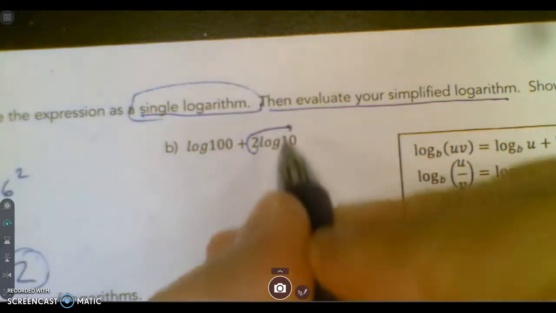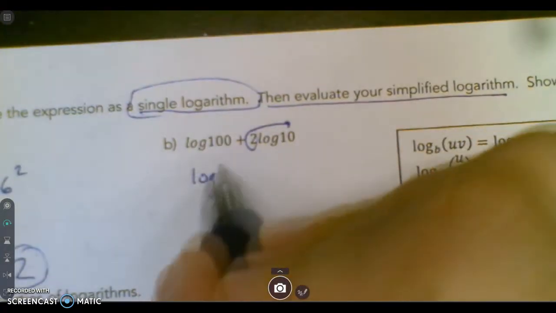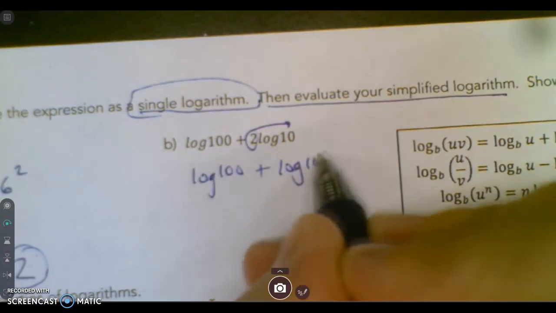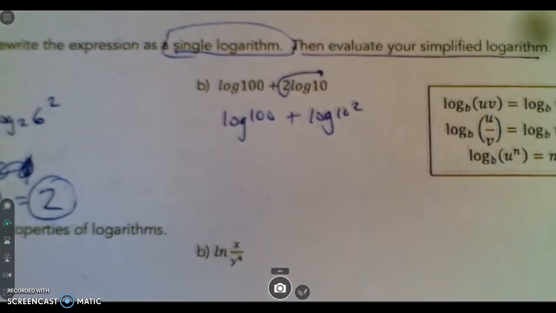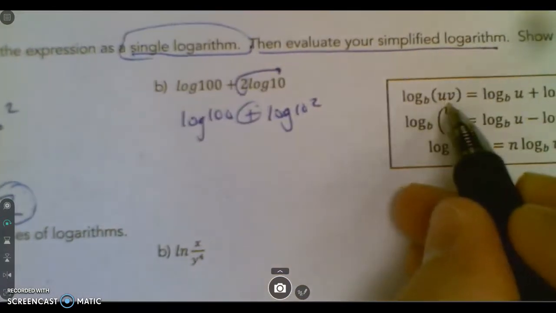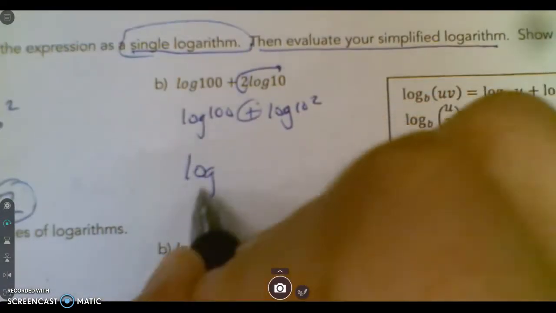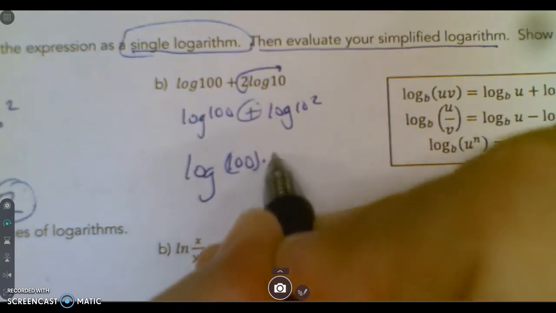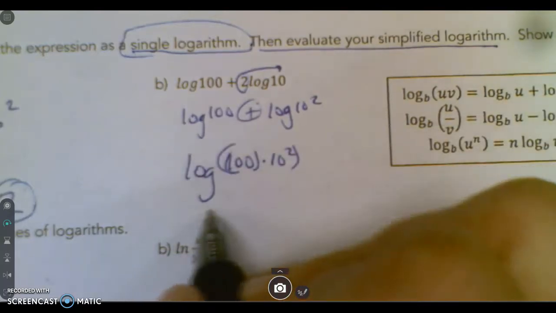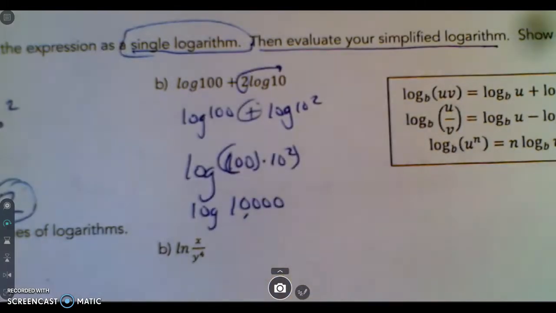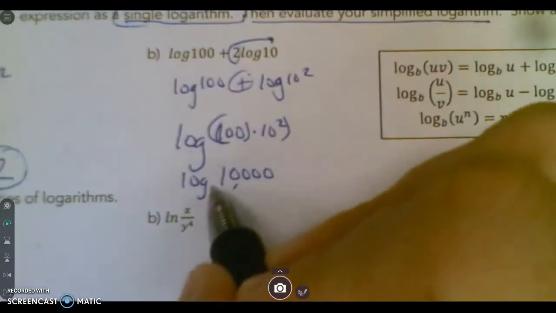Okay, our next one. Once again, I take care of those first. So I'd rewrite it as common log of 100 plus common log of 10 squared, which is really 100 again, right? And then a plus sign means I multiply what's inside. So it becomes a single common log of 100 times 10 squared, which is really that 10,000.